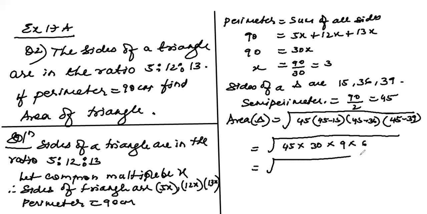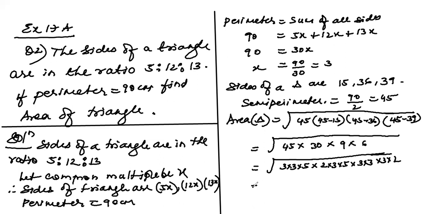What are the prime factors of 45? 3 into 3 into 5. What are the prime factors of 30? 2 into 3 into 5. What is this? 3 into 3. What is 6? 3 into 2. Come on, I want to remove the radical sign.